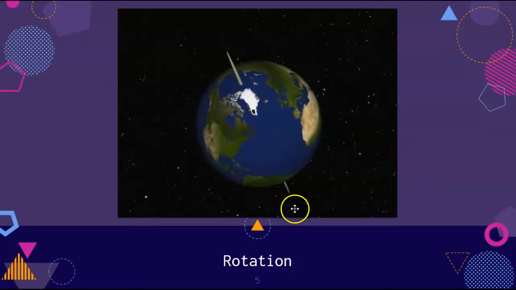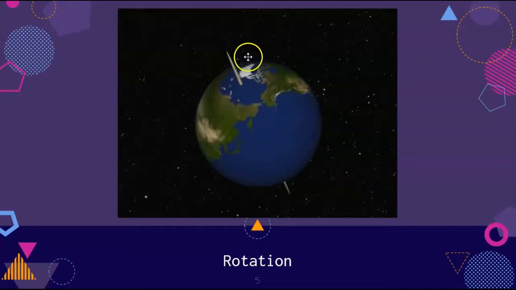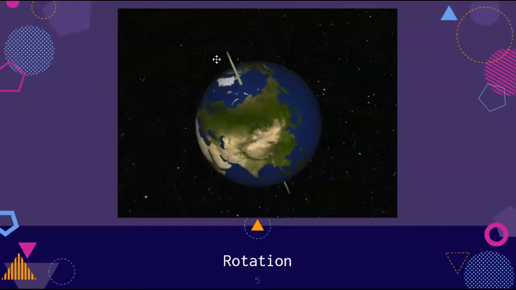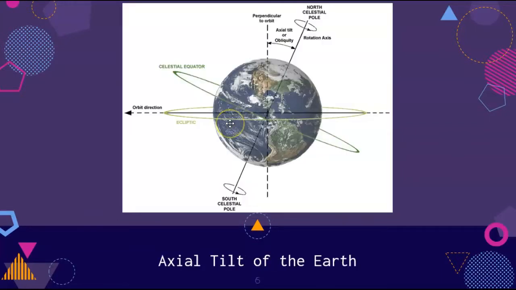I'd like you to notice that this axis is tilted. It's not straight up and down. It's off to the side a little bit. That tilt is 23.4 degrees. So here's a more mathematical diagram of that. So here's the axial tilt of the Earth.